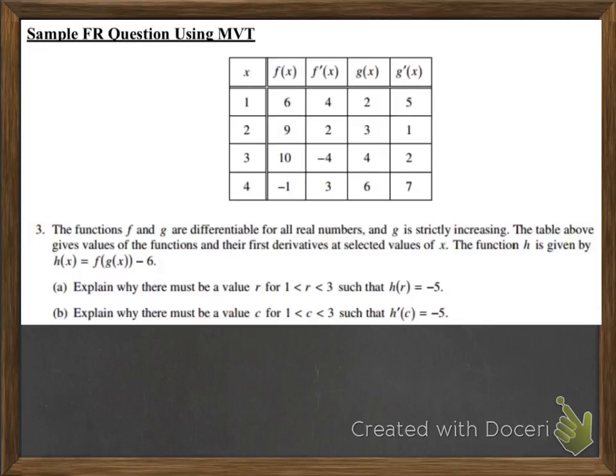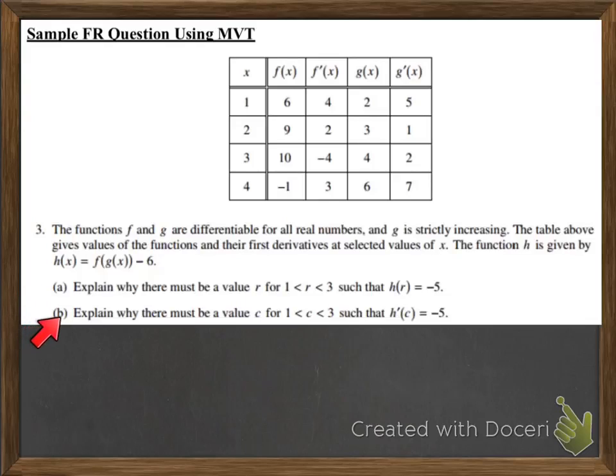All right, so let's look at an AP question that involves mean value theorem. On this it says the functions f and g are differentiable for all real numbers, and if it is differentiable, that means it is automatically continuous, and g is strictly increasing. The table above gives values of the functions and their first derivatives at selected values of x. The function h is given by h of x equals f of g of x minus 6.